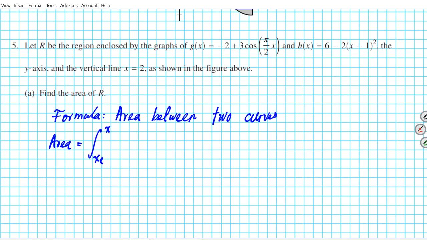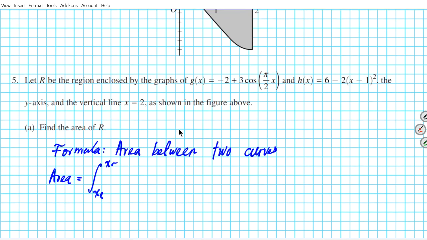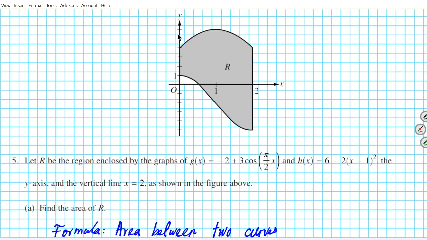Now, something to keep in mind is the configuration of your functions. If they're oriented vertically, like this, up and down in the direction of the y-axis, that means you're going to be integrating with respect to x. But had it been that they're configured horizontally, let's say you have a function like this and then another function like that, in this particular case you're going to be integrating with respect to y. So pay attention to the configuration of your graphs.